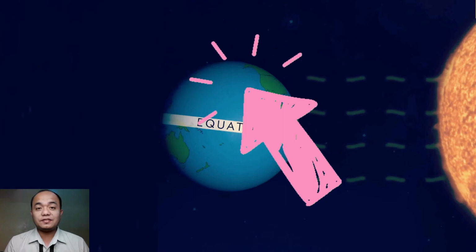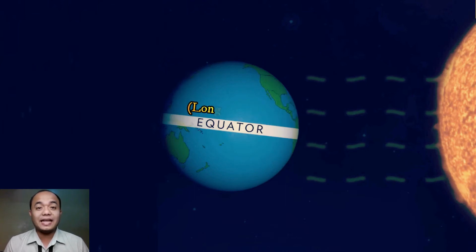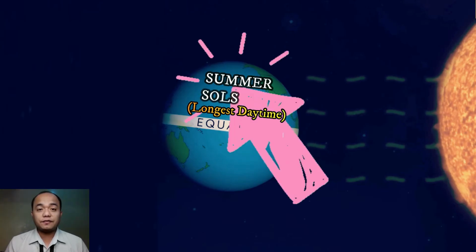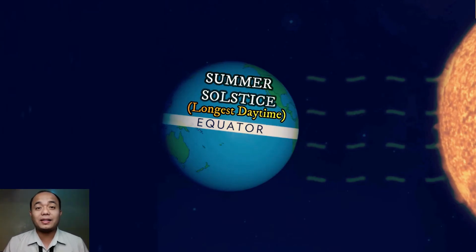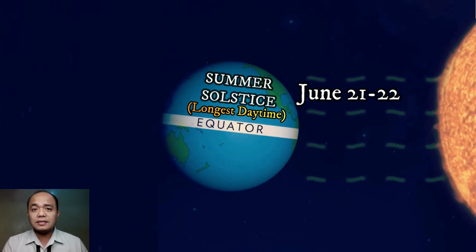The Northern Hemisphere experienced the longest daytime during the summer solstice. Northern Hemisphere ay makakaranas ng pinakamatagal na araw. Mapapansin ninyo class kapag summer solstice, ngayong June 21 or 22, pansinin ninyo na makakaranas tayo ng pinakamatagal na araw. Mapapansin ninyo na bakit matagal gumabi. Kahit alas 6 na ng gabi, may araw pa din or maliwanag pa rin sa labas.